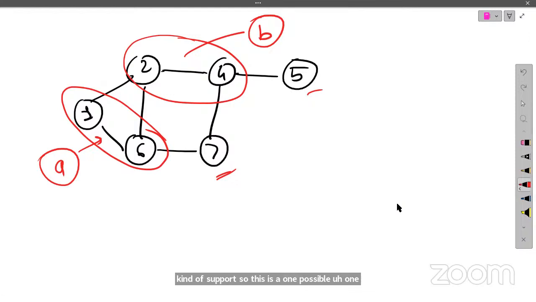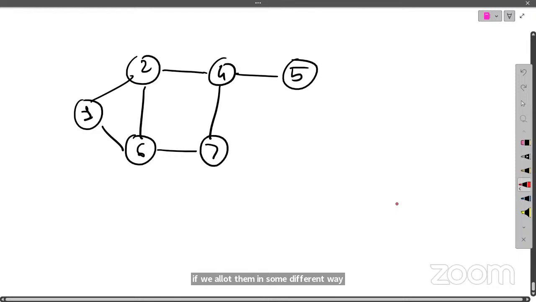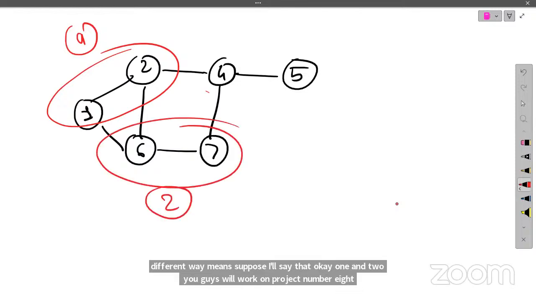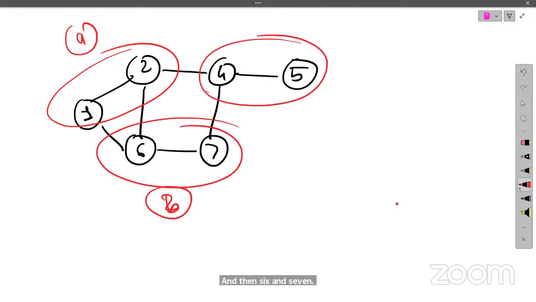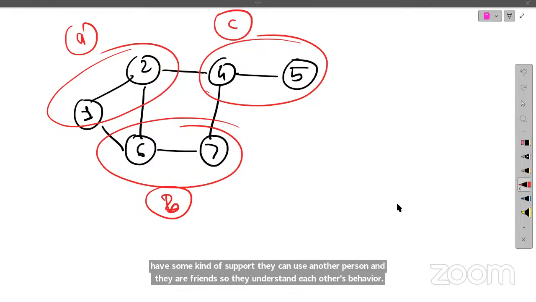But what if we allot them in some different way? Suppose I say 1 and 2, you work on project A, then 4 and 5, and 6 and 7, you work on project B, and similarly C. Now this allocation feels very comfortable, and it gives everyone the opportunity to work in a pair. They have some kind of support, they can rely on another person, and they are friends, so they understand each other's behavior. So now this problem we can solve using the matching.